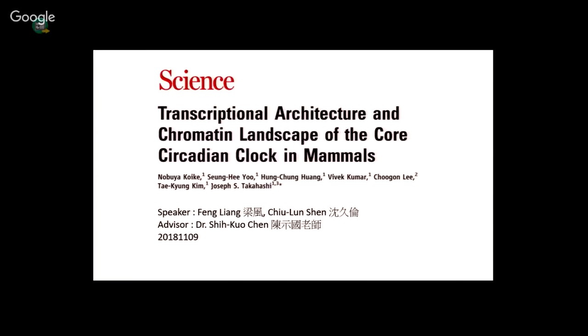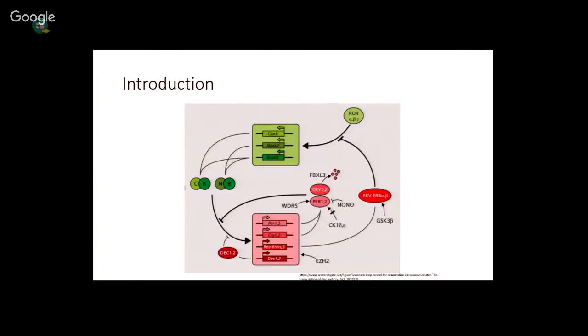Good morning, everyone. Today, my name is Liang Feng, and we are going to present our paper, which is Transcriptional Architecture and Chromatin Landscape of the Core Circadian Clock in Mammals. The circadian clock in mammals is cell-autonomous and is composed of an autoregulatory transcriptional network with interlocked feedback loops. Although the majority of core components of the circadian gene network are likely known, and many thousands of transcripts have been shown to express circadian oscillations in various tissues, however, the genome-wide architecture of the transcriptional network regulated by the core circadian clock remains to be defined.